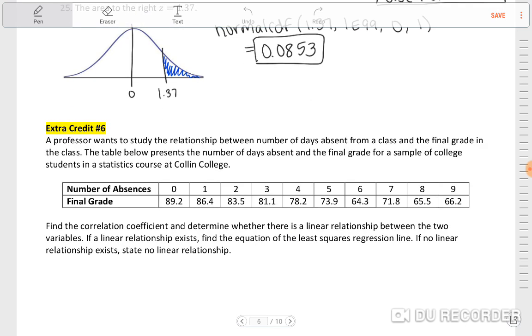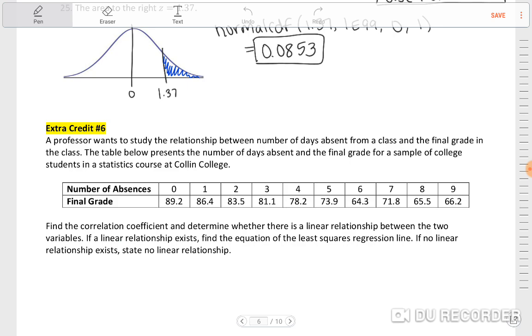Okay, so extra credit number 6. It says, a professor wants to study the relationship between number of days absent from a class and the final grade in the class. Interesting. The table below presents the number of days absent and the final grade for a sample of college students in a statistics course at Collin College. So here's the number of absences listed across the top here, and then the final grade is over here. So if they had 0 absences, their final grade was 89.2. 1 absence, this. Find the correlation coefficient and determine whether there is a linear relationship between the two variables.